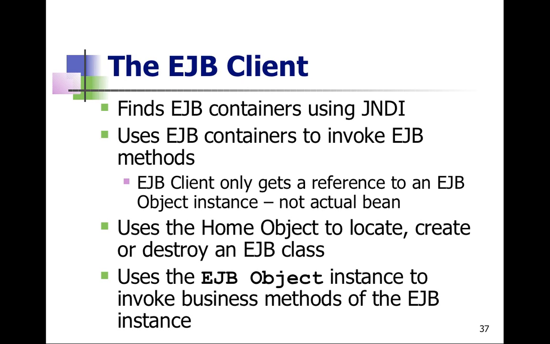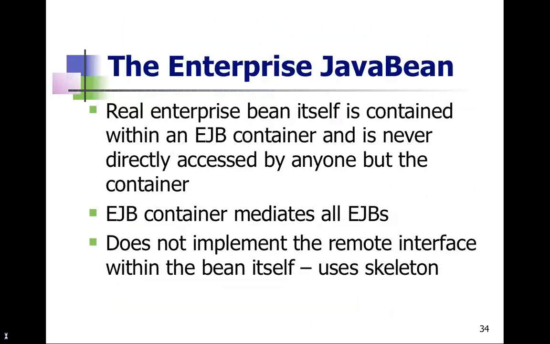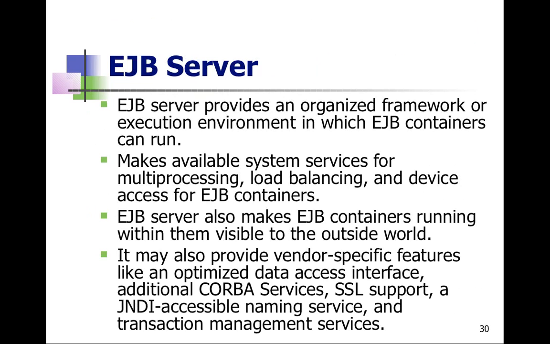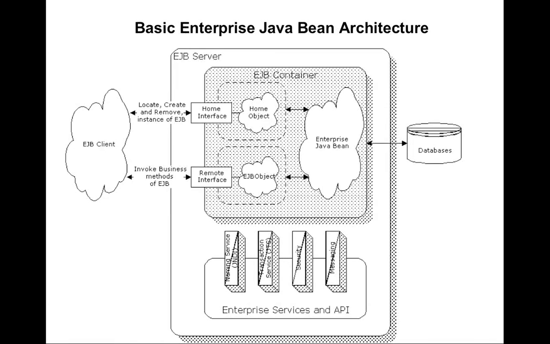It uses home objects to locate, create, or destroy the Enterprise Java Bean class. Because the client object is working with the client, the home object is working with the... If you go back to this slide here, these guys, I'm talking about this one right now, these guys here work together. So this client bean interface, which is interfacing with the client, is working with the home object. The home object never really interfaces with the client. Instead, the home object goes this way.